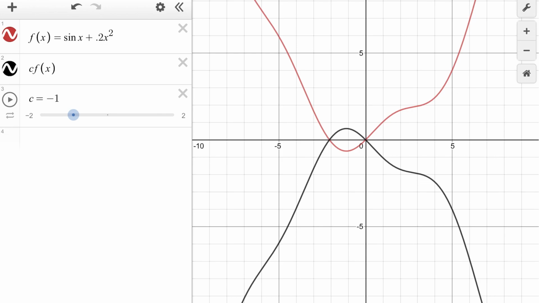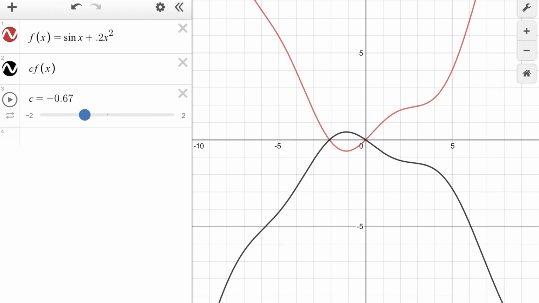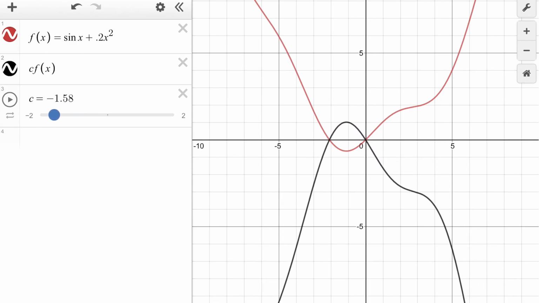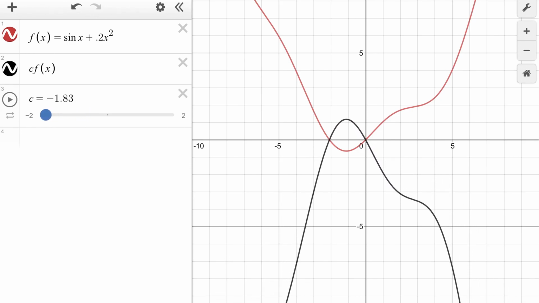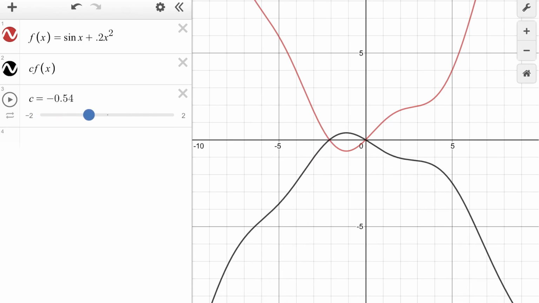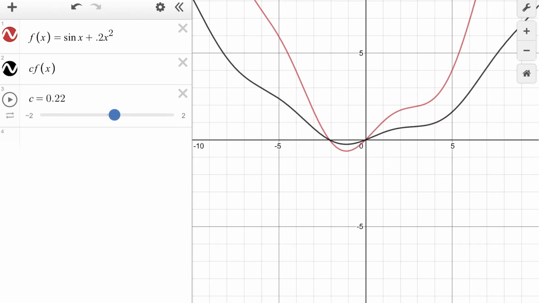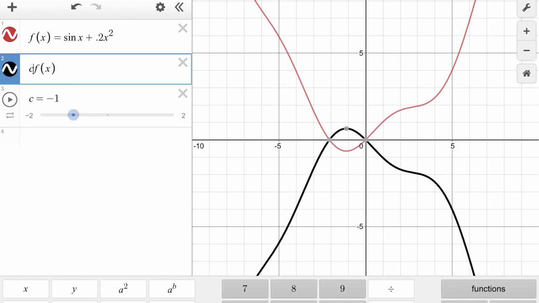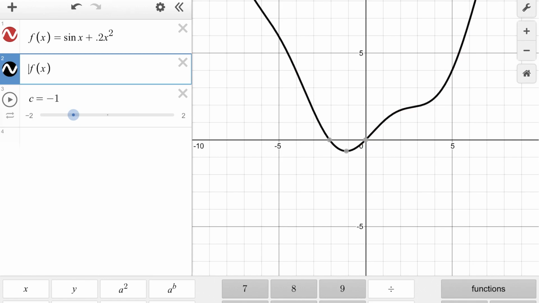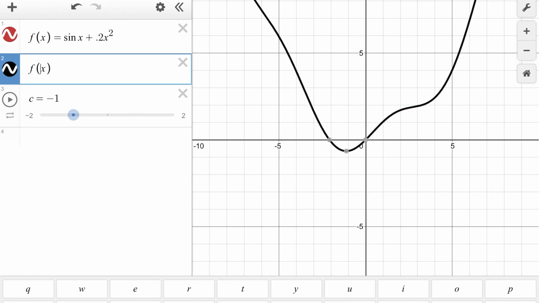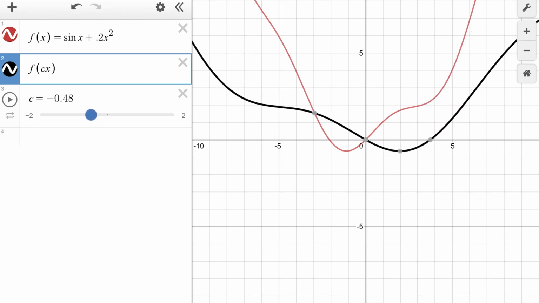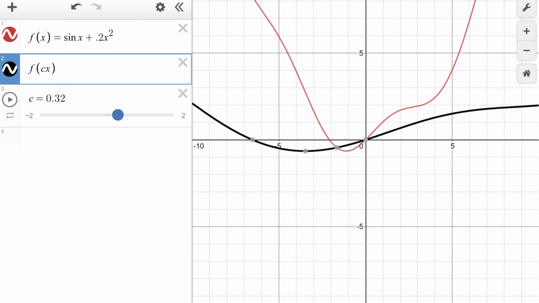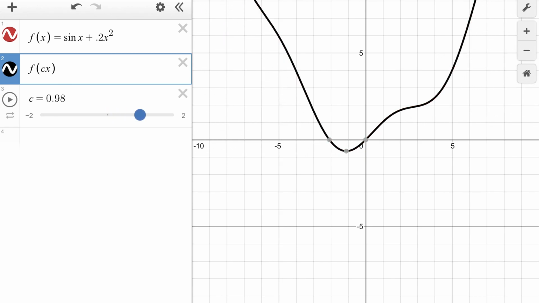Hit the home button. But when C is negative but greater than -1, we have a reflection followed by a compression. When C is less than -1, we have a reflection followed by a stretching. And if you want to do horizontal compressions, put the C inside there with the x. And now if C is negative, we have a reflection as well. So let's go C positive. When C is +1, there's no change.